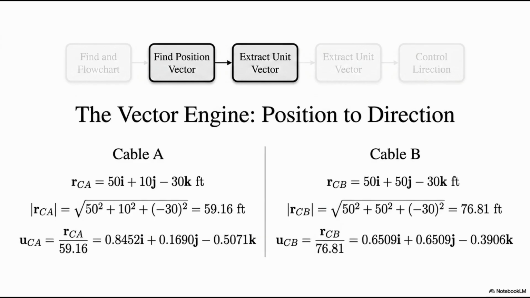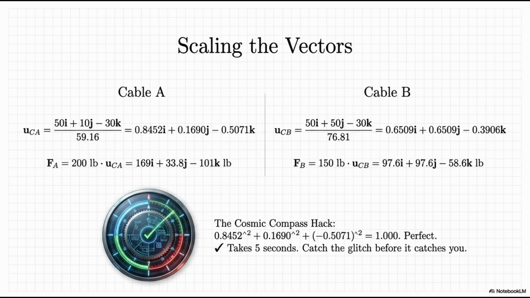Let's write down the position vectors. Next, we need the magnitudes. Now, we strip them down to unit vectors by dividing the position vector by its scalar length. Quick 5-second check: if the calculated result equals 1, perfect. The 3 components of a unit vector are literally the direction cosines relative to the axes.